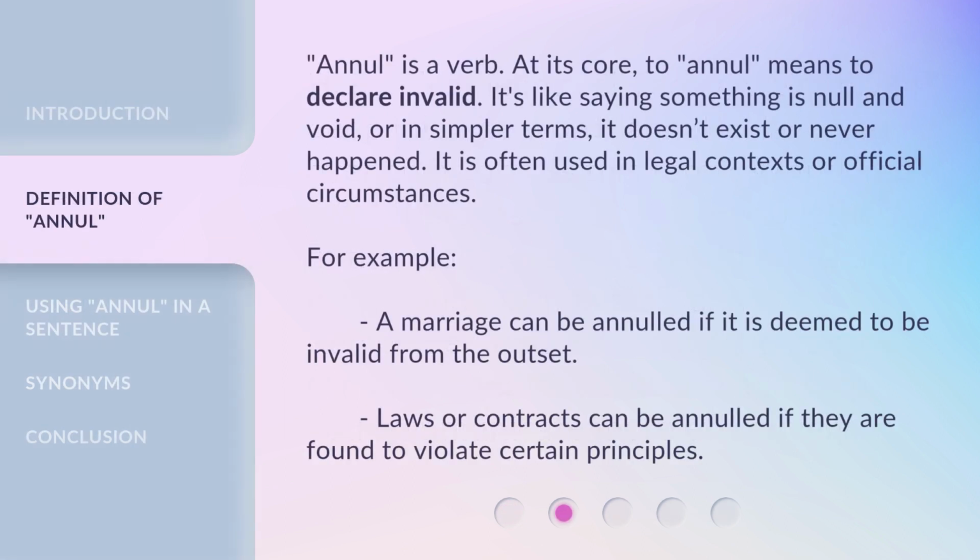Annul is a verb. At its core, to annul means to declare invalid. It's like saying something is null and void, or in simpler terms, it doesn't exist or never happened. It is often used in legal contexts or official circumstances. For example, a marriage can be annulled if it is deemed to be invalid from the outset. Laws or contracts can be annulled if they are found to violate certain principles.